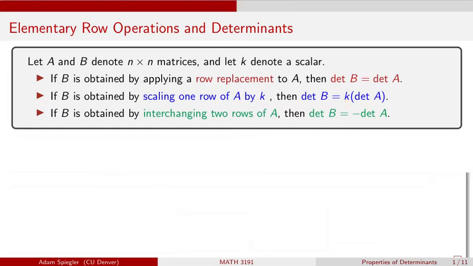So scaling one row by a factor of k also scales the determinant by that factor of k. And the third bullet here says that if we obtain matrix B by performing an interchange of two rows on matrix A, then the determinant of this new matrix, which had a couple of rows interchanged, is going to be the opposite sign as the determinant of A. So it's going to change the sign of the determinant of the original matrix A.